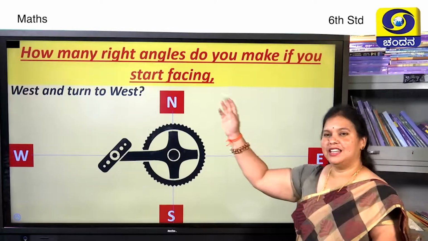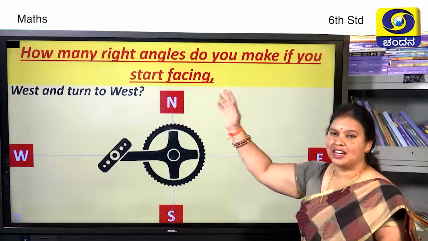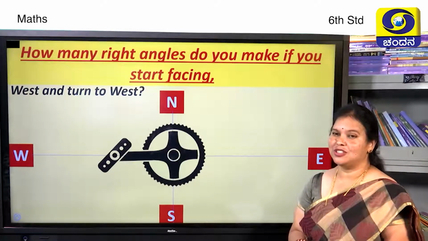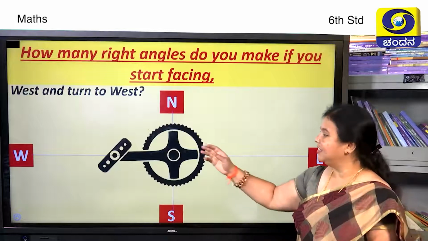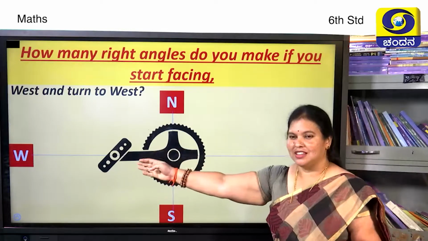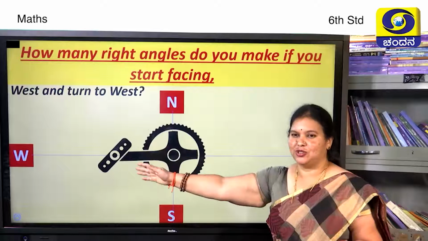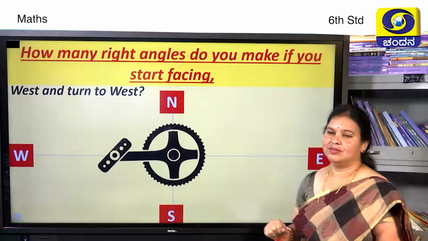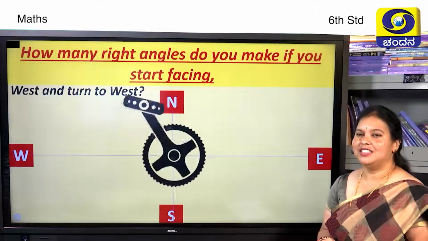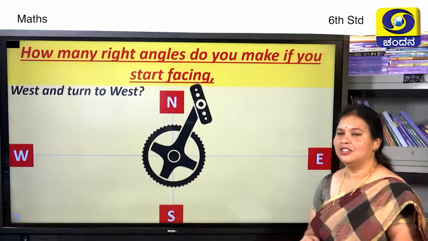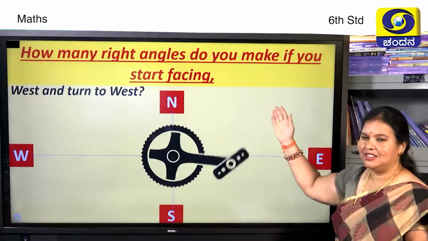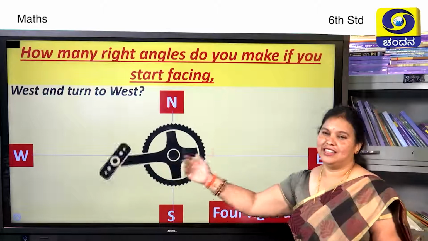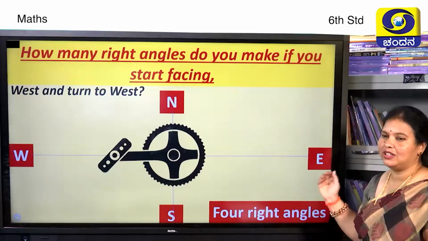We'll see the next question. How many right angles do you make if you start facing west and turn to west? Remember the last question? So it's facing towards west and it has to come back to the west only. Then how many right angles will it take? Yes, it will take 1 right angle, 2 right angles, 3 right angles, and then 4 right angles. So the answer is 4 right angles.